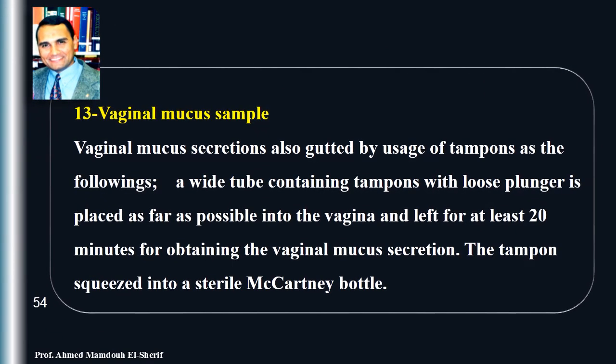Vaginal mucus sample. Vaginal mucus secretions are also obtained by using tampons as follows. A white tube containing tampons with a loose plunger is placed as far as possible into the vagina and left for at least 20 minutes to obtain the vaginal mucus secretion. The tampon is squeezed into a sterile McCartney bottle.